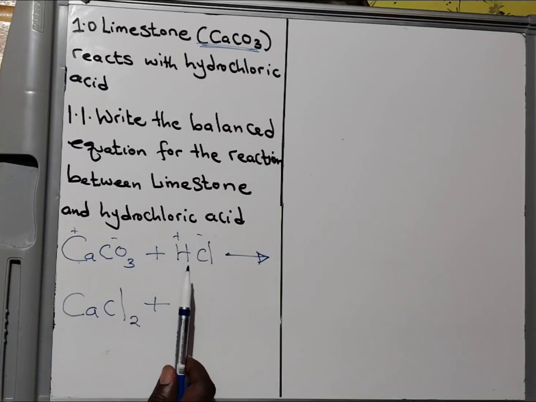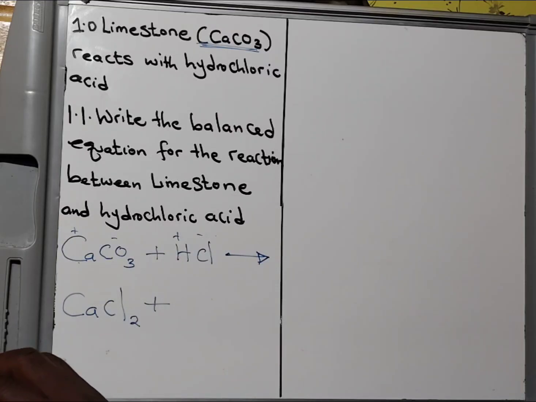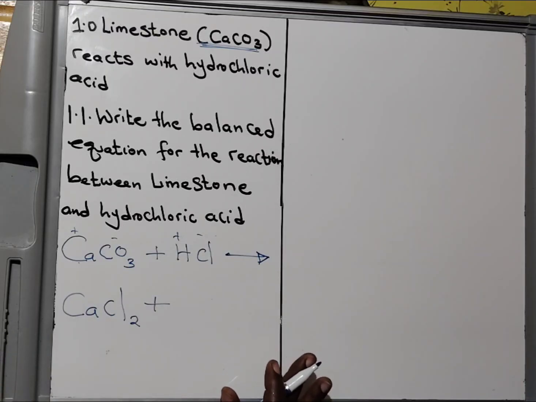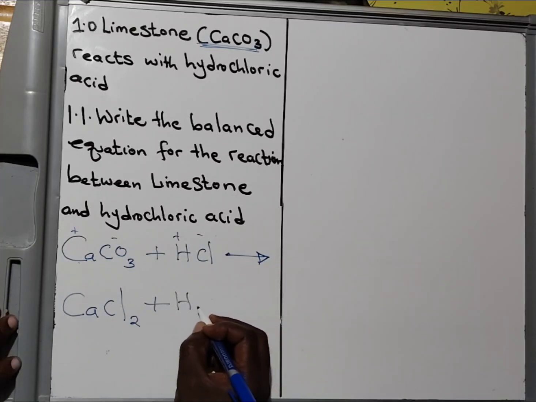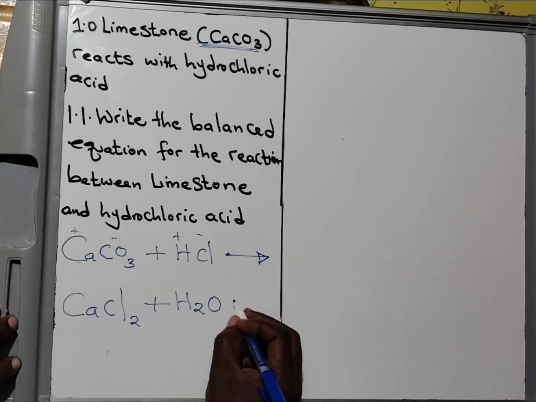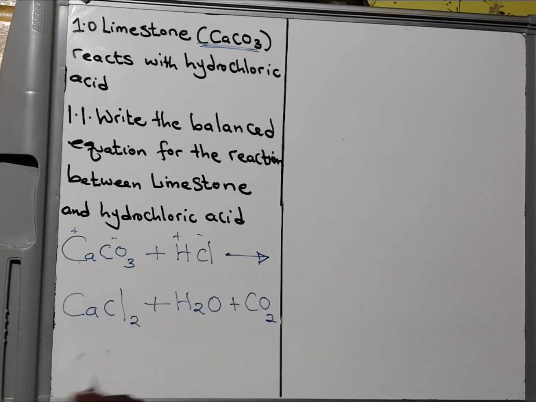Now we should also remember that this hydrogen is reacting with this carbonate. The compound formed is a weak acid, which is carbonic acid. Very unstable. So every time it forms, it decomposes into water and carbon dioxide. So we are having water and carbon dioxide. So this is the reaction we are having.